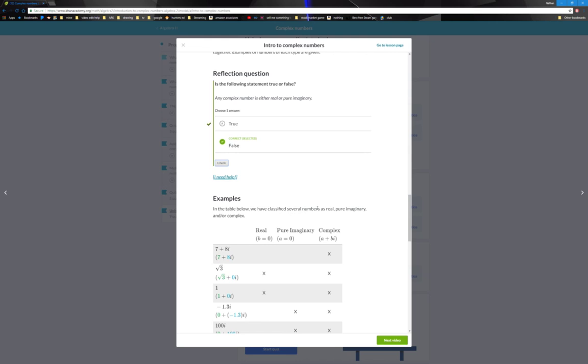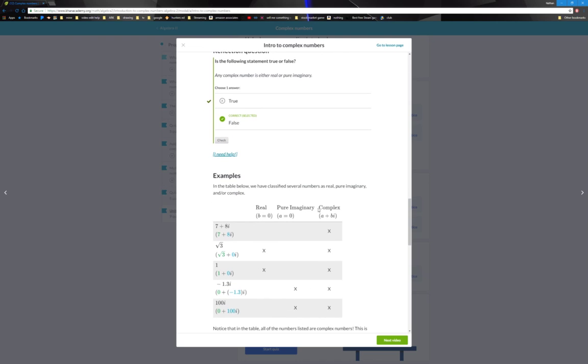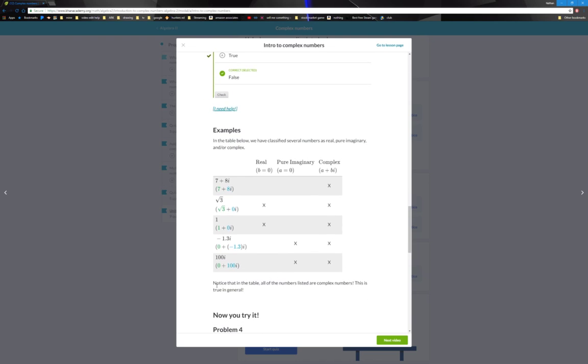In the table below, we have classified several numbers as real, pure imaginary, and/or complex. And notice that in the table, all the numbers listed are complex numbers. This is true in general.